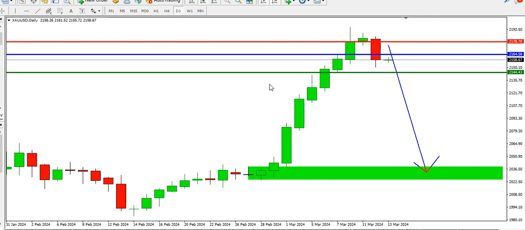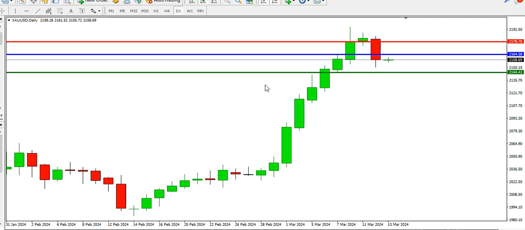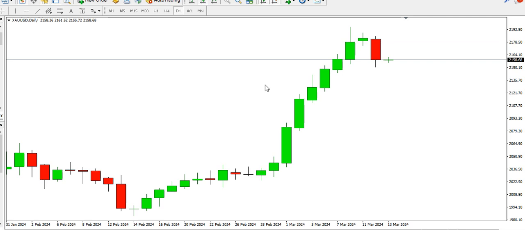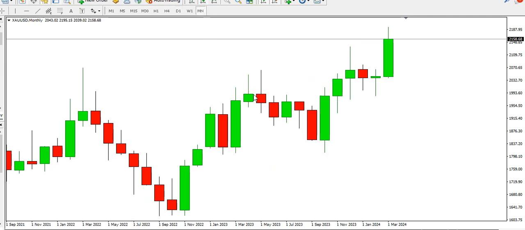Now let's take a look at what has happened on the monthly time frame for gold. The monthly time frame shows that the price of gold is in a bullish trend. We have the trend formation around here. We have a test of the trend line, and we can see that the trend line is currently respected. It has not been validated.